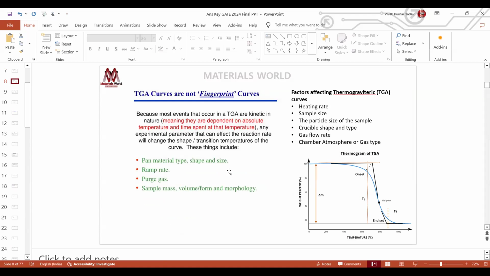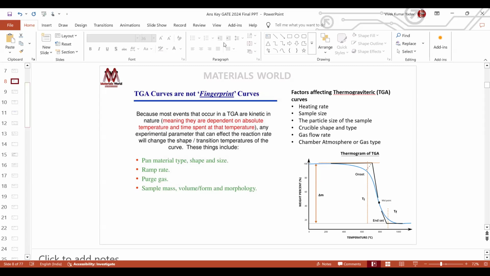That means you cannot reproduce it at every sample size, every heating rate, or every particle size. There are many factors that may affect it. It's not a fingerprint, where every time you'll get the same result no matter what conditions you're applying. For example, in FTIR results or UV-visible spectroscopy results, the peak for carbonyl functional groups that you're getting around 1700 is always 1700, right? But here, if you change the factor, you'll get a different graph.